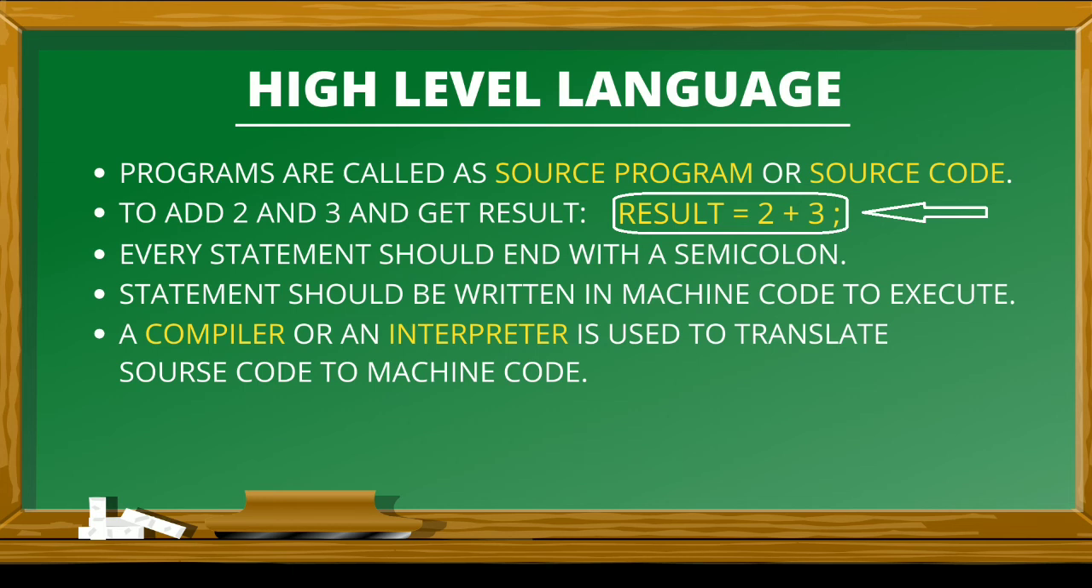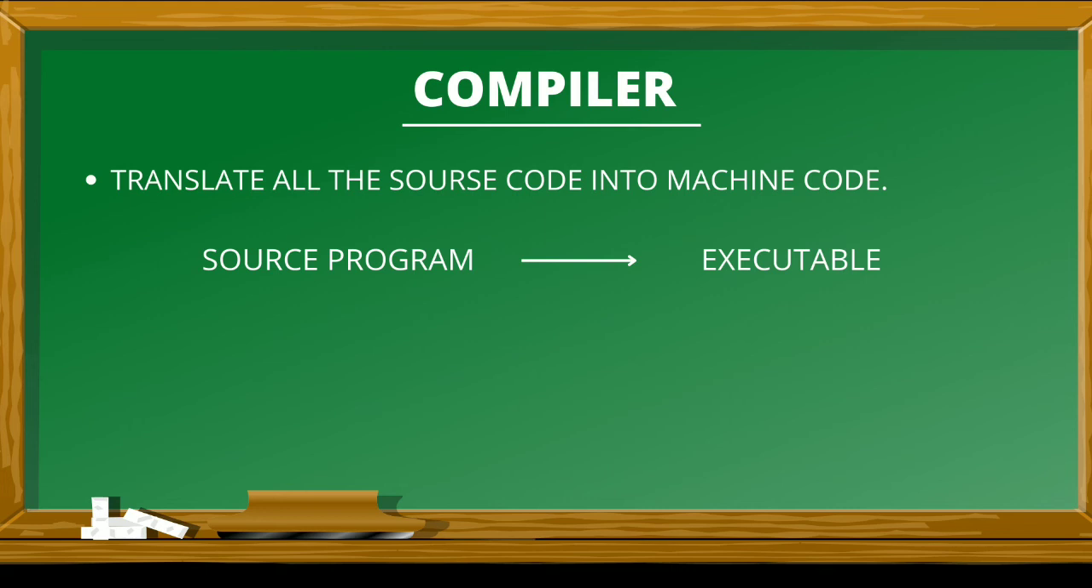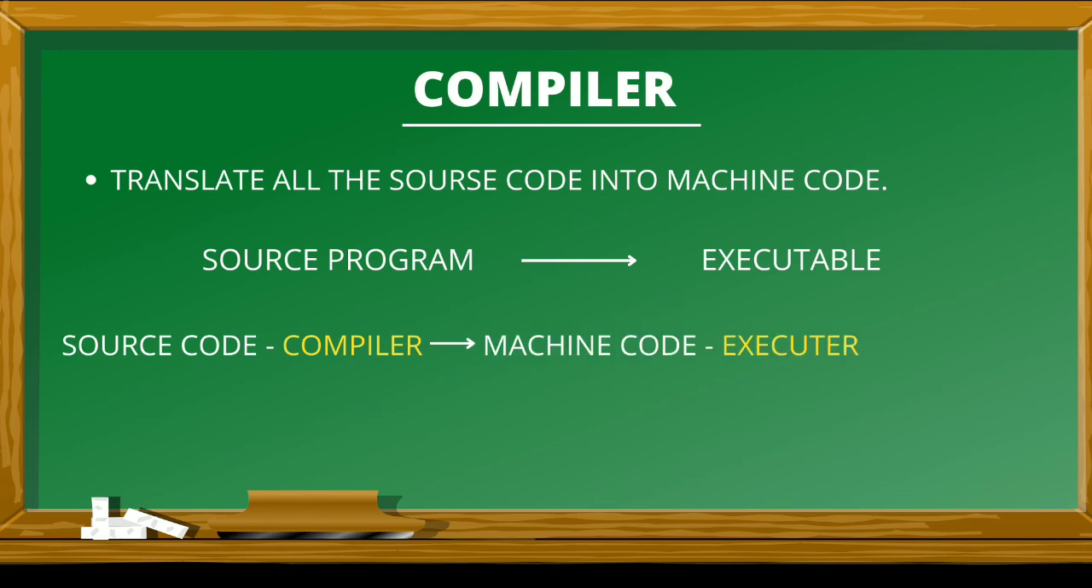So, let's see how we can translate this statement into machine code using the compiler. Basically, the compiler translates all the source code into machine code. So, we have a source program or source code, and we will use a compiler to get an executable code. And an executable is a fixed file that can be executed by our computer. So let's have a look. We have the source code over here, and we use the compiler to generate the machine code. And whenever we generate the machine code, we can execute it using an executor to see the output or the result. So the compiler converts all the source code or all the program to machine code, and then we can execute it to see the output.